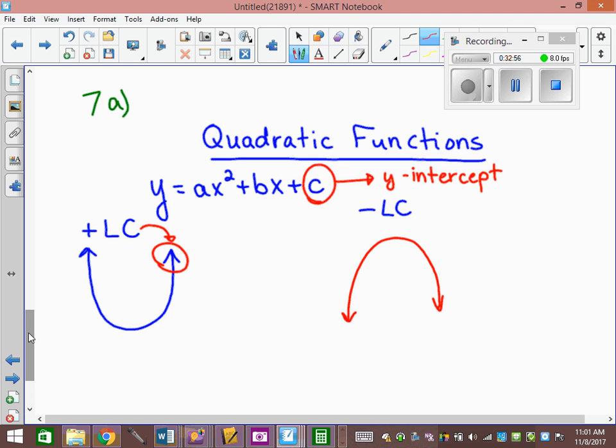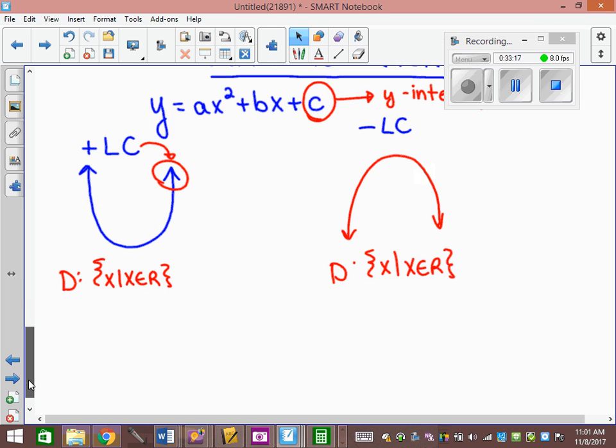x ∈ ℝ, because it keeps going on forever. So this one is x ∈ ℝ, and this one is x ∈ ℝ. It doesn't matter if it's concave up or concave down. The domain is x ∈ ℝ. But you're right. The range changes.